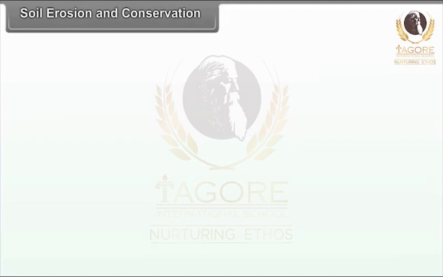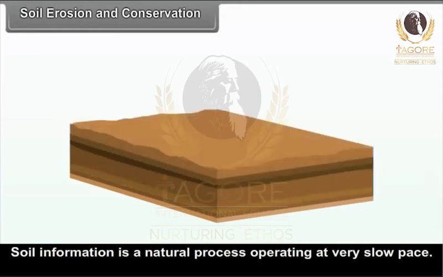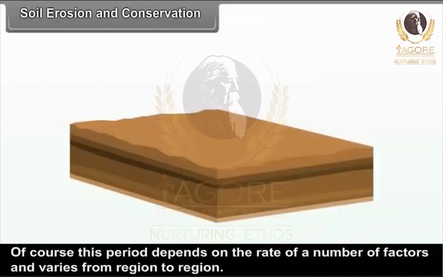Soil erosion and conservation. Soil formation is a natural process operating at a very slow pace. It takes very long, at times 100 to 1000 years, to develop a few centimeters thick soil. Of course, this period depends on a number of factors and varies from region to region.